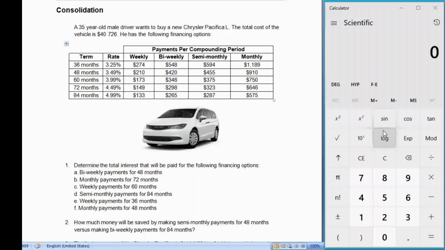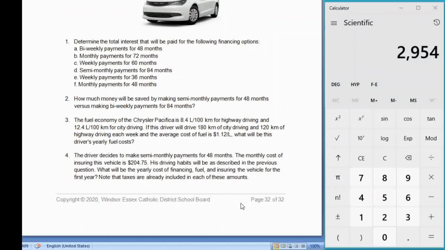And that would then be, to find the total interest, we have to find out how much is going to be paid, and then we have to subtract the original cost of $40,726. So let's try 420. This is bi-weekly for 48 months, so times 48 divided by 12, and bi-weekly is 26 bi-weekly periods in a year. We're going to pay $43,680 in total. So minus the original cost and the interest, the answer for 1A is going to be $2,954 in interest. So the first question is pretty straightforward like that.